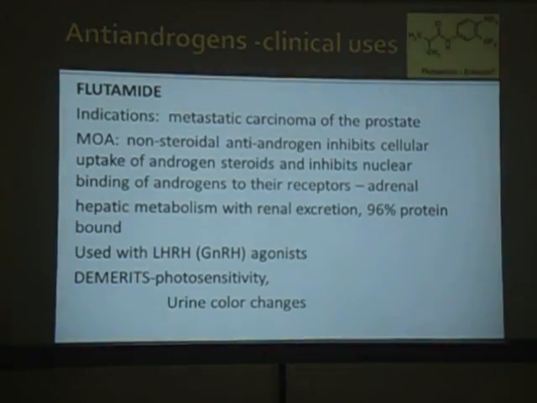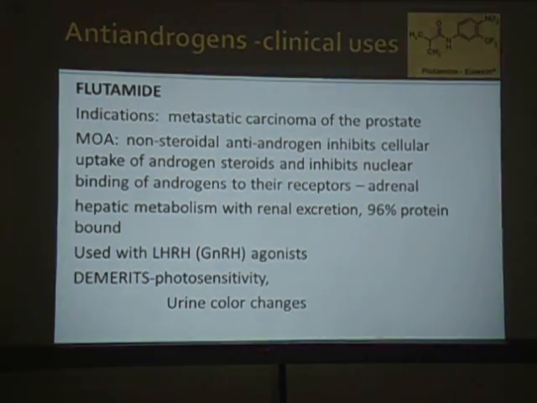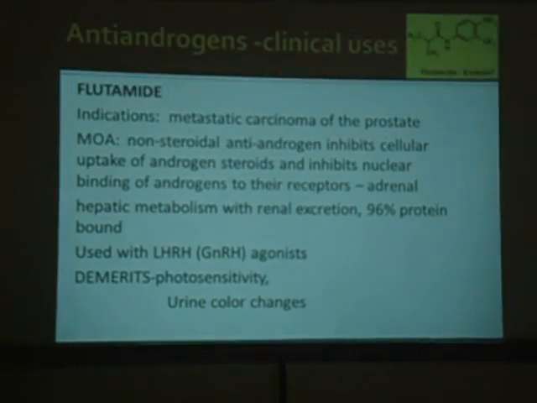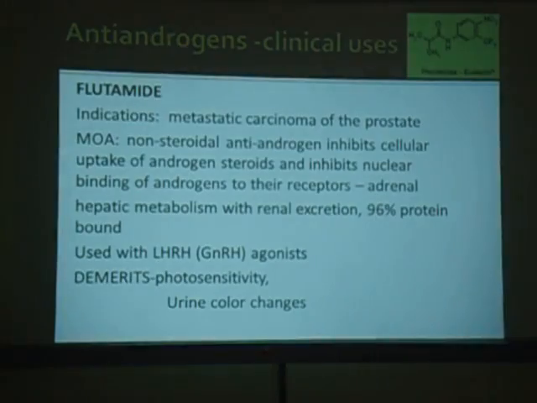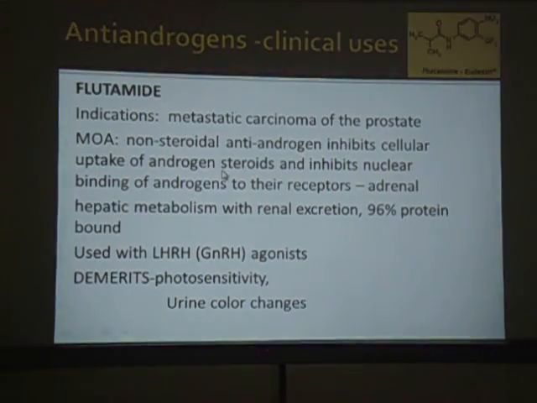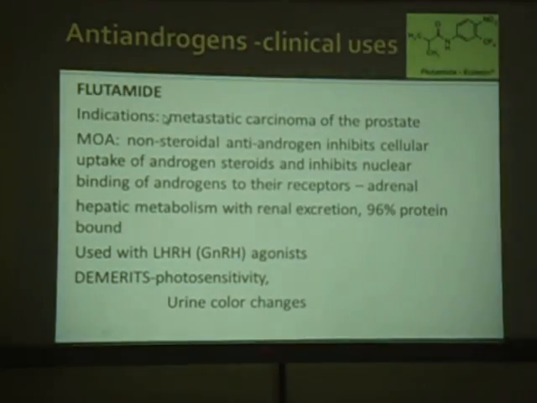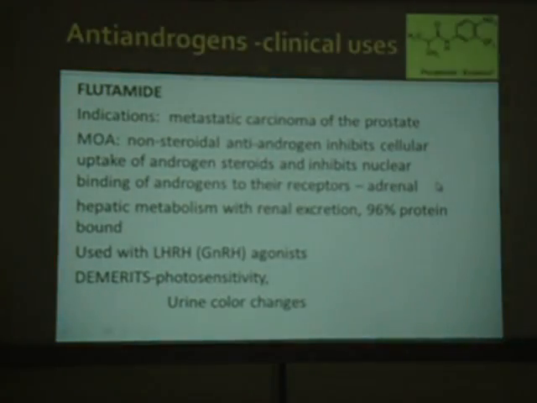So flutamide, it is used for metastatic carcinoma of the prostate. It's a non-steroidal anti-androgen. It inhibits the cellular uptake of androgen steroids and inhibits the nuclear binding of androgen to the receptors. It undergoes hepatic metabolism and is a highly plasma protein bound drug. Usually testosterone is about 40% plasma protein bound, but the synthetic one, this will help in prolonged action.